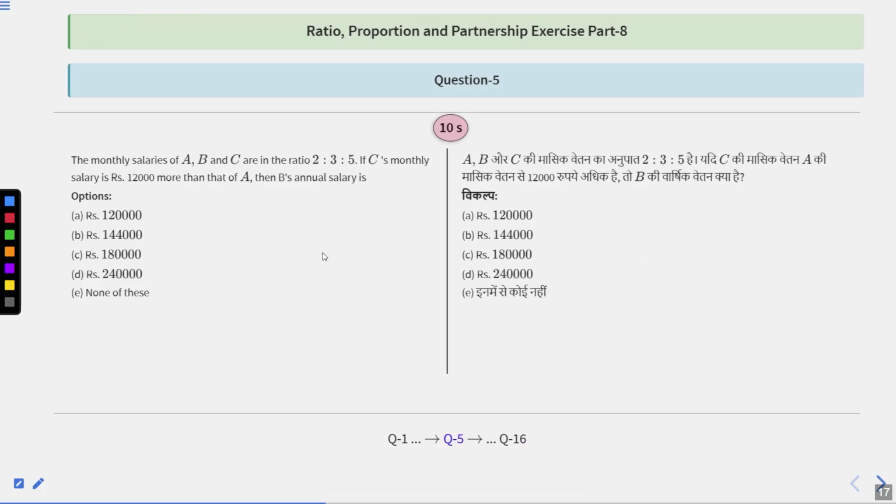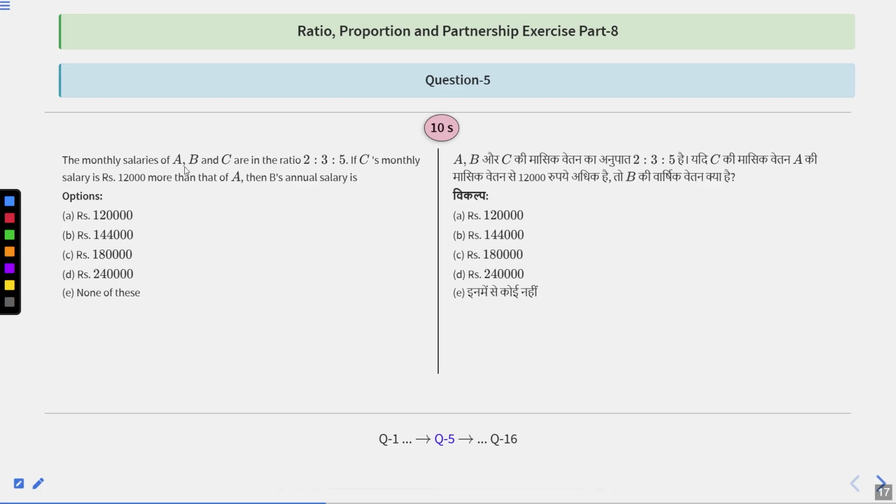Next one. The monthly salaries of A, B, and C are in the ratio 2:3:5. If C's monthly salary is 12,000 more than that of A, then B's annual salary is? You have 5 options and 10 seconds to analyze the question. Your time starts now. Now time's up. Let's see the solution.